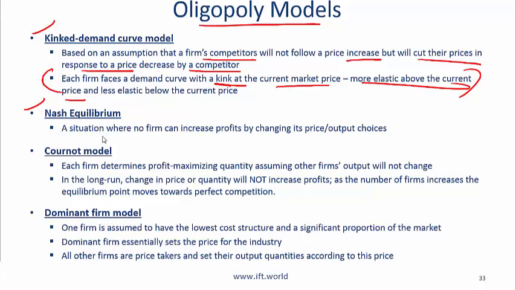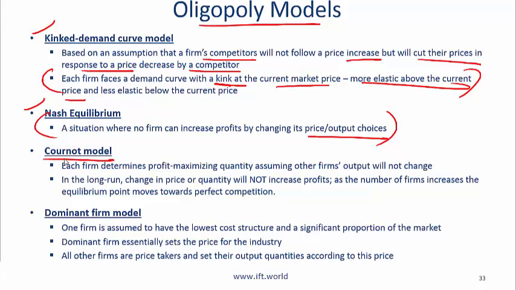Nash equilibrium is a situation where no firm can increase profits by changing its price or output choices. And in the question answer video that is associated with this one, I have gone over a Nash equilibrium example.